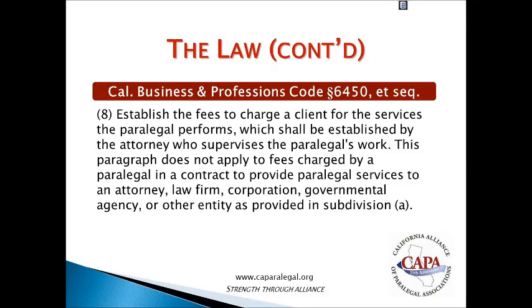CAPA was instrumental, along with many of the associations and paralegals who dedicated a lot of their time to getting this passed. It was eventually signed by Governor Gray Davis in 2000, and it was effective in 2001. I've been in the paralegal business for a number of years since that change. Some people say that it has not made a difference at all. I would say a lot of paralegals feel differently. I guess it depends on who you're talking to.